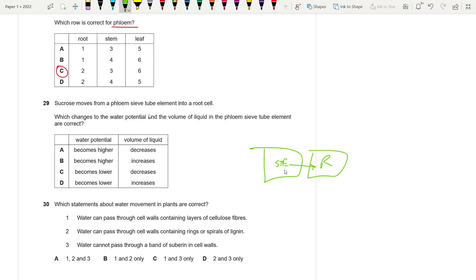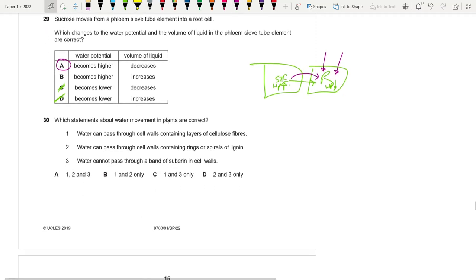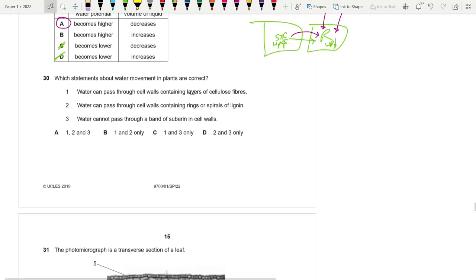It loses some solutes, right? So water potential must become higher. The water potential of this decreases, water potential of this increases. Now what will happen after sucrose moves in? Water will flow from sieve tube element to the root like this, right? So the volume of liquid in the sieve tube element will decrease. 29A. 30. Which statements about water movement in plants are correct?